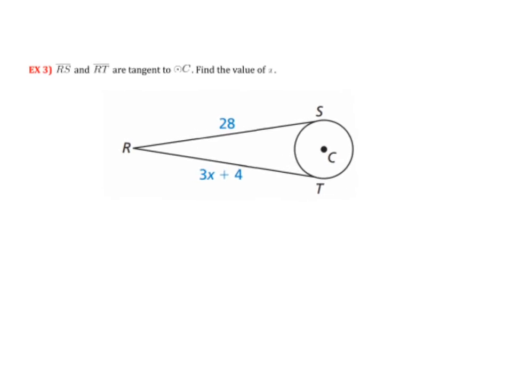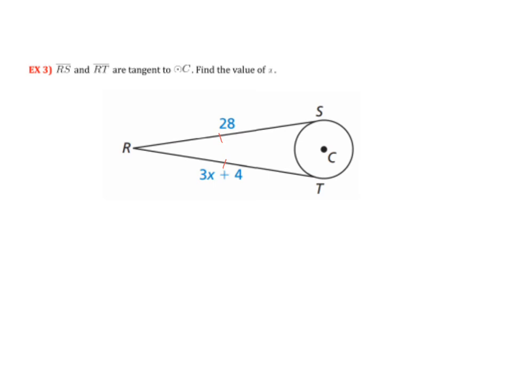All right, so let's actually use that in an example. In example 3, it says that segment RS and segment RT are tangent to circle C. They want us to find the value of x. So, first thing that we need to notice is the fact that RT and RS are both tangent, as is denoted by the problem. But the other thing that we also notice is that they come from a common external point, R. So if this is the case, that means that RS and RT are congruent. So I can go ahead and mark them.